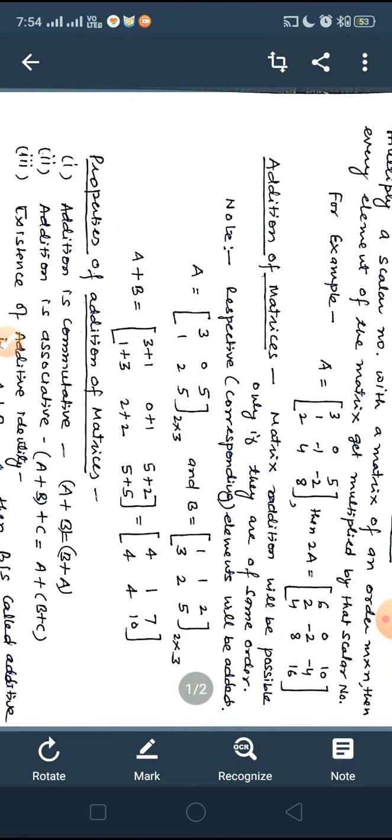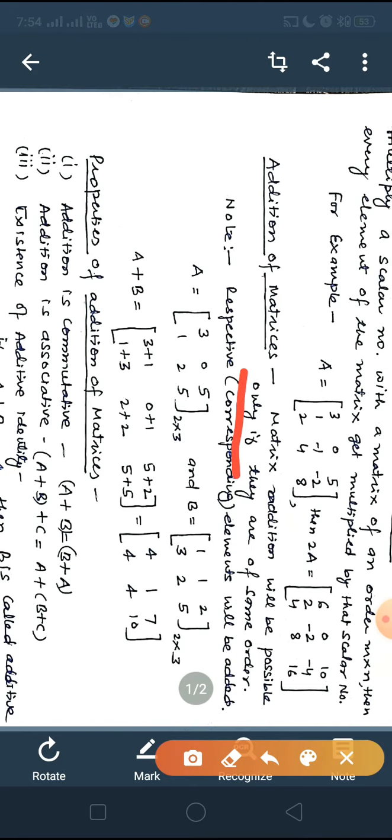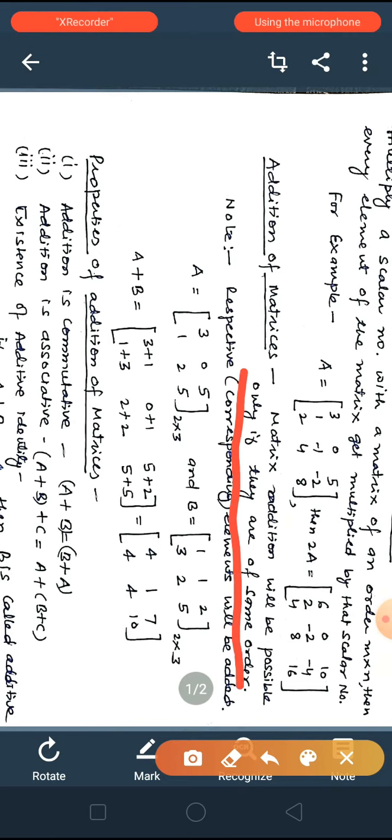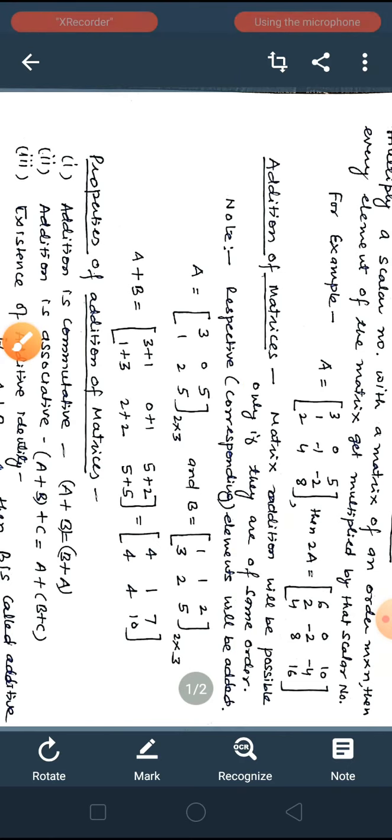Matrix addition will be possible only if they are of the same order. Means the basic condition for matrices eligible for addition is that they should be of the same order. If the first is of 2 cross 2 order, then the second should be of the same order. If not, then addition will not be possible. Got it? Now have an example.